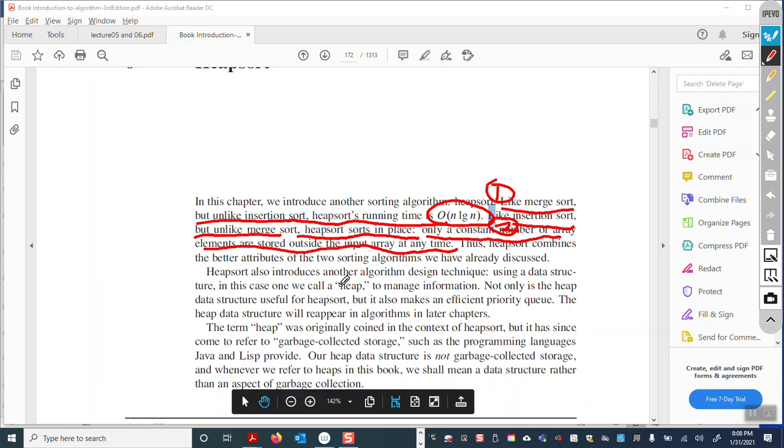Although heapsort is unusual, because we commonly use merge sort or insertion sort, as we learned, heapsort has almost the same time complexity as merge sort, and it has some extra advantages that we get in insertion sort. So let's start.